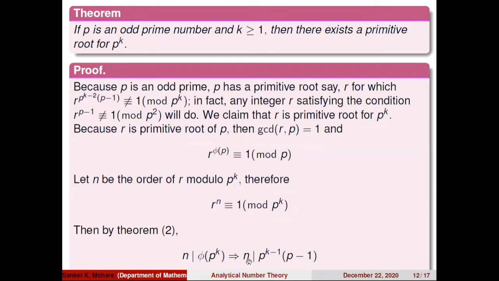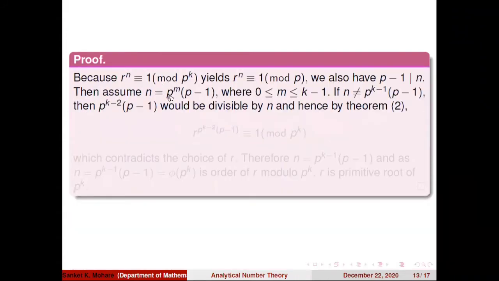Okay, this implies n should divide phi of p^k. What is the value of phi of p^k? Phi of p^k is equal to p^(k-1) times (p minus 1), getting this by theorem 8.1. Are you getting it or not? Yes. Okay, because r to the power n is congruent to 1 modulo p^k, this implies r to the power n is congruent to 1 modulo p. And we also have p minus 1 divides n.